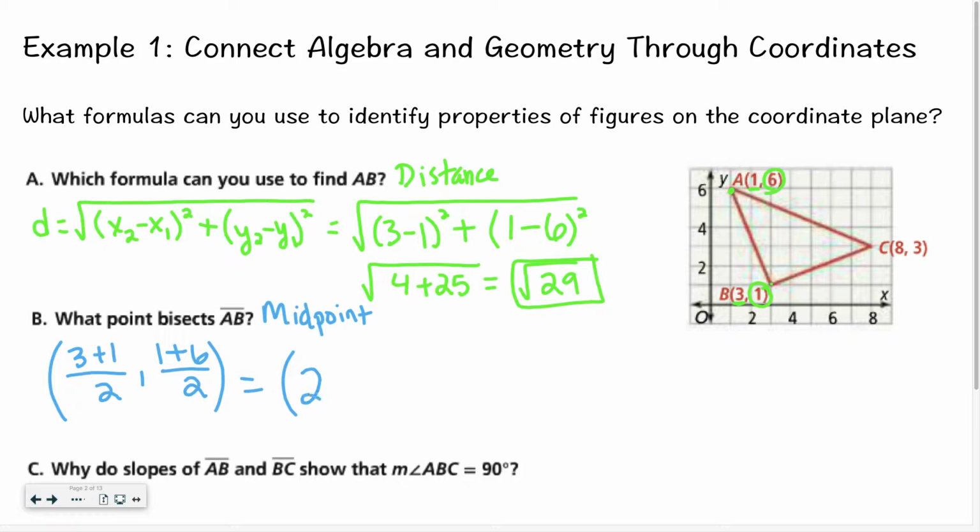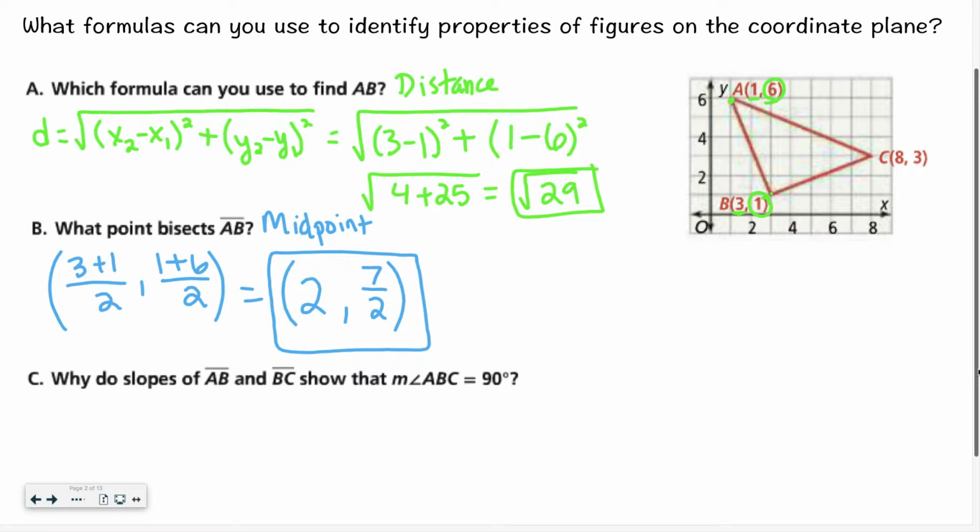4 divided by 2 is 2. 1 plus 6 is 7. 7 divided by 2 I'm just going to leave as a fraction. And that is the point that bisects AB. Okay, so distance formula, midpoint formula.